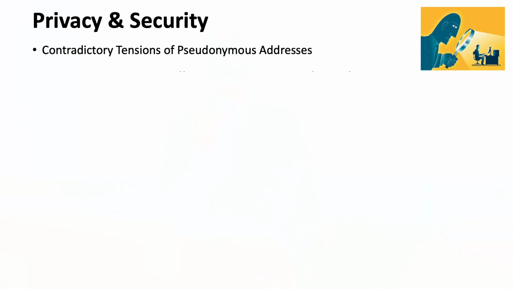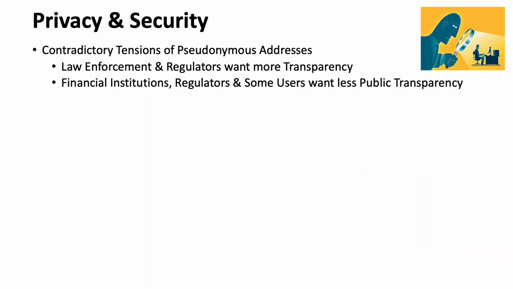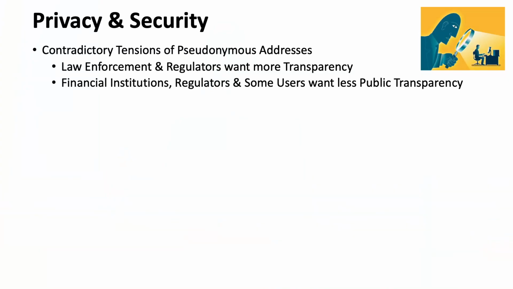Privacy and security. So I'm trying to remember who raised the contradictory tensions. The contradictory tensions is law enforcement and regulators want more transparency, even though the FBI did sort of figure out some Russians were using Bitcoin to mess in our elections. They want some more transparency, and financial institutions, users, and even some regulators want less transparency. So it kind of goes both ways. But I think these are also truly solvable.